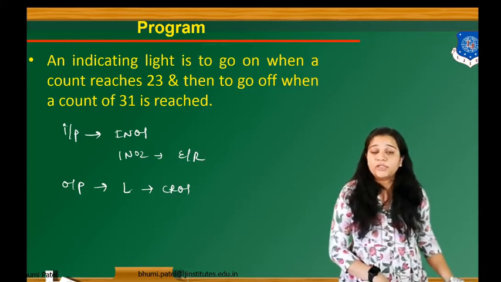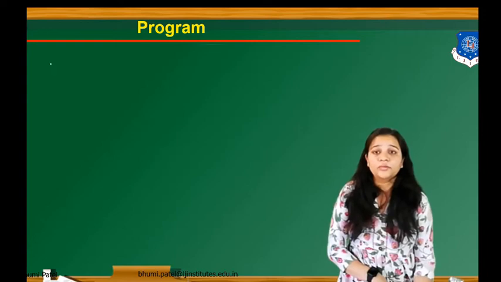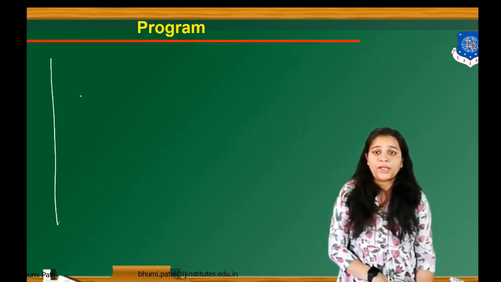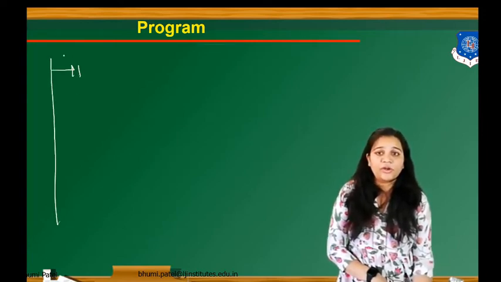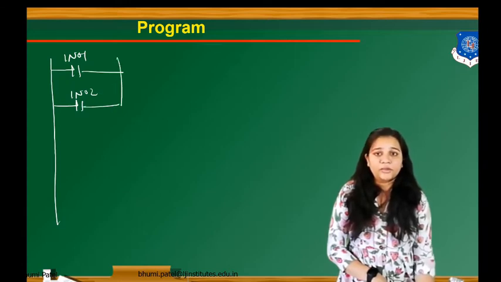Now what is the logic behind this program? First of all, we take the counter, and the compulsory condition for a counter is that we take one input signal and one enable or reset signal, and then we write down the preset value here.